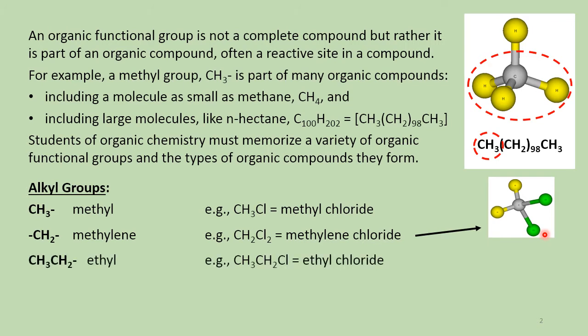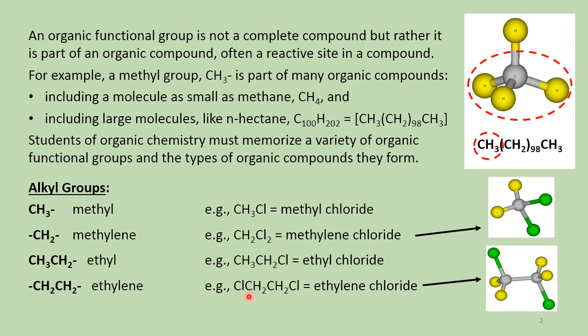Two carbon alkyls. An ethyl group would be the simplest, CH3CH2 something, as for example in the compound ethyl chloride. Now, we can also have an ethylene group, which has two methylene groups, and each one has a single bond to some substituent, as for example in the compound ethylene chloride. Here's CH2Cl CH2Cl, ethylene chloride.